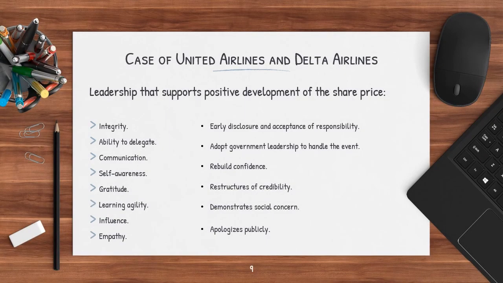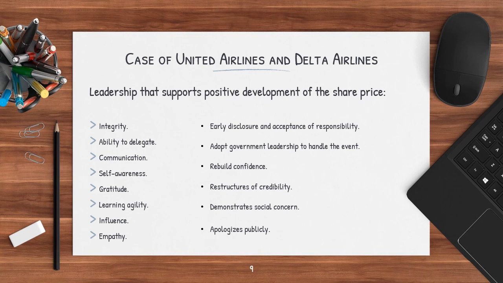Lastly, the case of United Airlines and Delta Airlines. In the United Airlines case, almost 70% of the variation in the share price could be explained by the responsible leadership. But in the Delta Airlines case, only 50.6% of the variation in the share value could be predicted based on the role of leadership in crisis management.